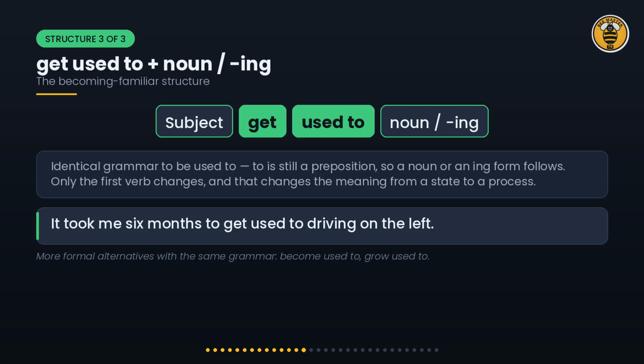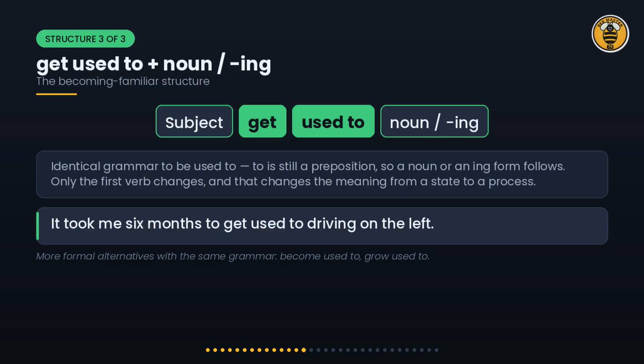Structure 3. Subject plus get plus used to plus a noun or an ing form. The grammar is identical to structure 2. The word to is still a preposition, so a noun or an ing form follows it. Only the first verb has changed from be to get, and that single change turns a state into a process.